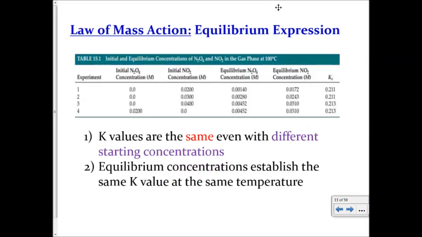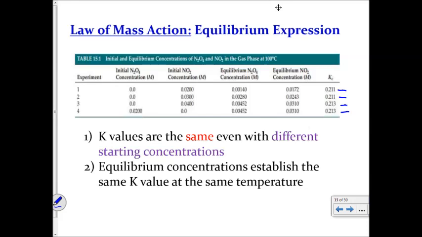Oh, before we move on, I just did want to show you this real quick. This is a data table from the textbook where it's showing you, too, that it doesn't matter what you start with. You end up with that same ratio each time. Because you look at the K's over here, 0.21, 0.21, 0.21. Doesn't matter what we're starting with.